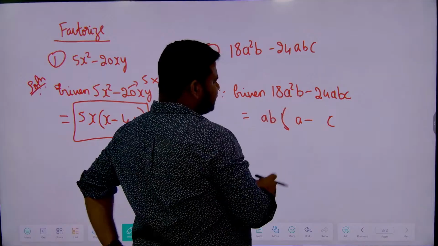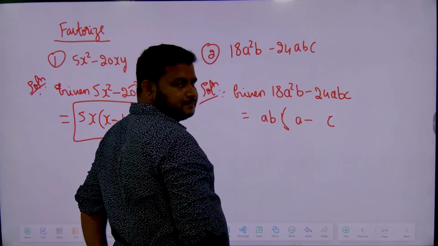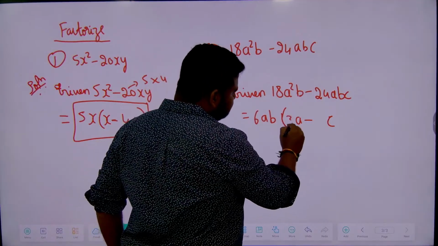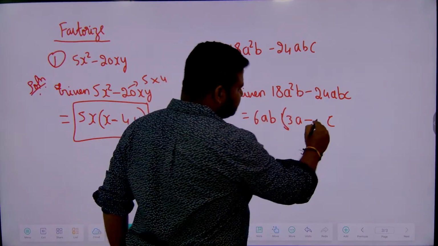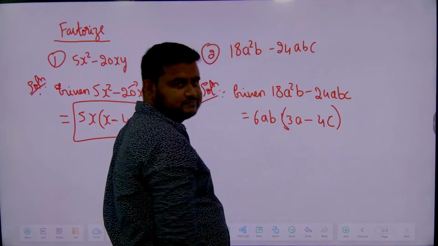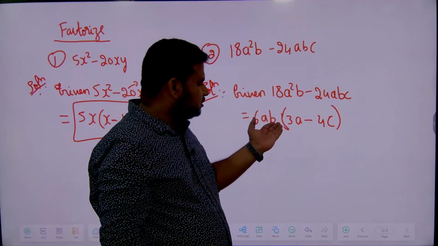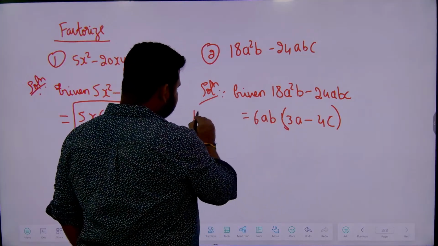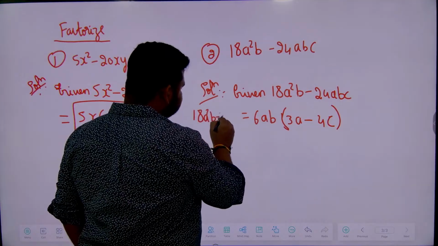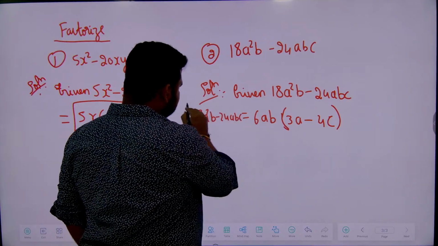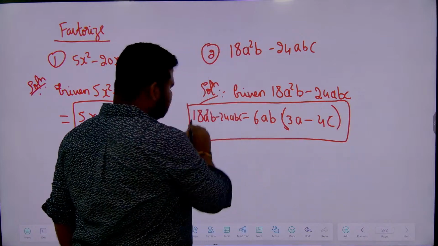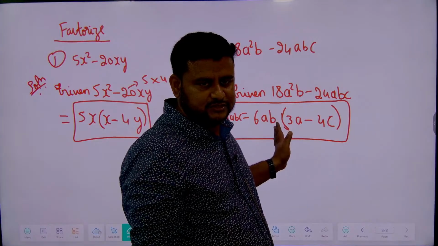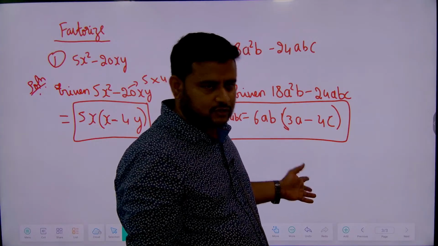But what are the factors I can take common? 18 and 24 comes in which table? 6 table. So, if I take 6 outside, this will be what? 6 times 3 is 18. This is 6 times 4 is 24. Very good. That's all. So, 6ab into 3a minus 4c. This will be the answer. So, these are final answers. You will write it as 18a square b minus 24abc is equal to 6ab into 3a minus 4c. Finally, you will put the box so that the person who is correcting your paper will know this is the final answer. Correct? Now, understood how to do this? Can we proceed to the next question? Okay, let us see the next question.